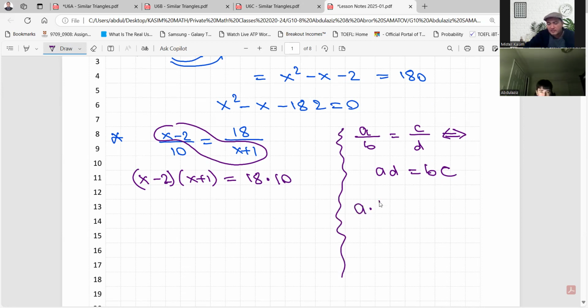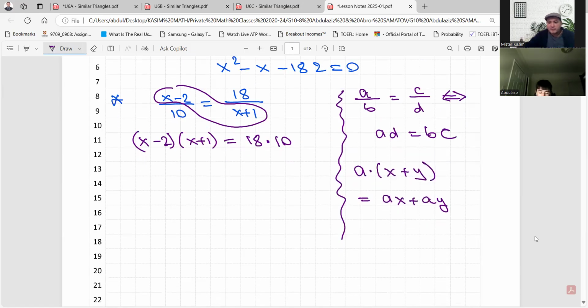If you remember, we have studied this also. If we have a times x plus y, distribute a over x and a over y, so that is a times x plus a times y. And if we have something like a plus b times c plus d, we distribute a over each, that is a times c plus a times d, and after that b times c plus b times d.